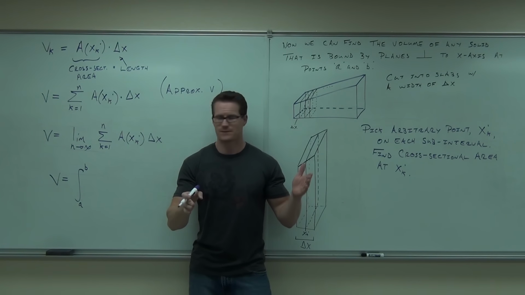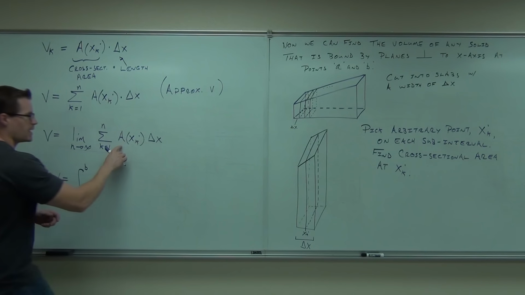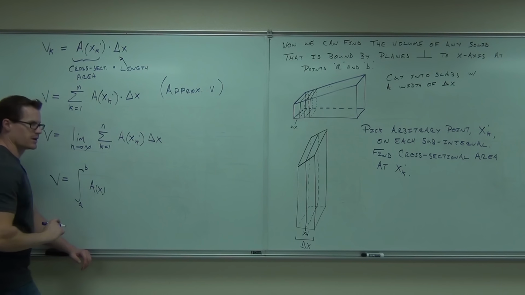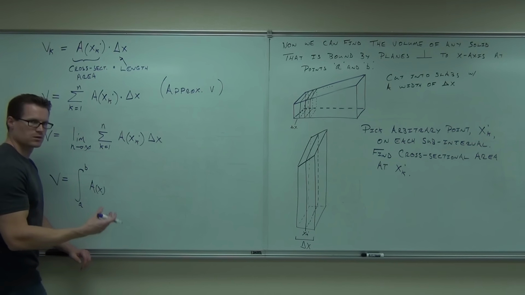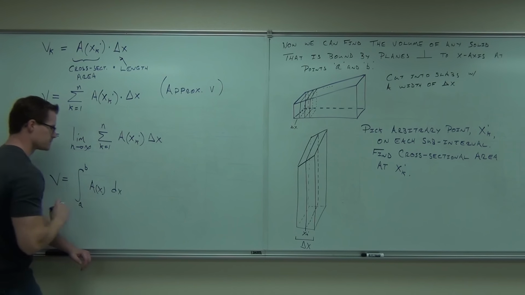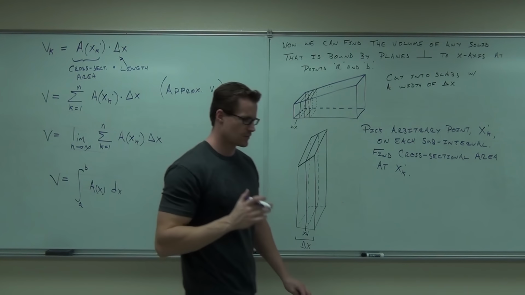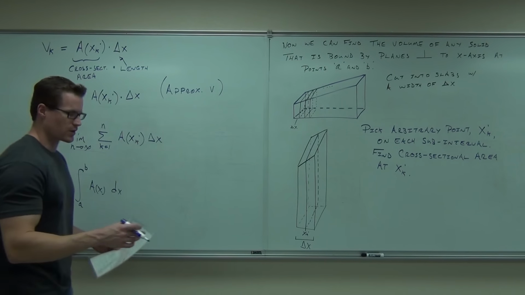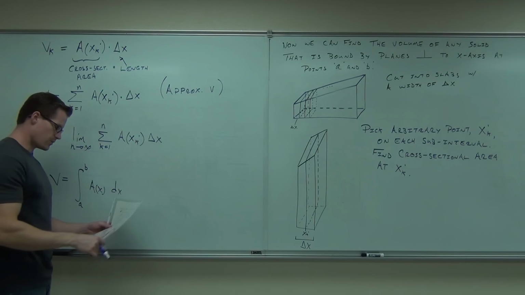Follow me? A of x_k dot becomes A of x, the area function of your function, and then the delta x becomes dx. And A of x is the cross-sectional area over the interval from a to b.